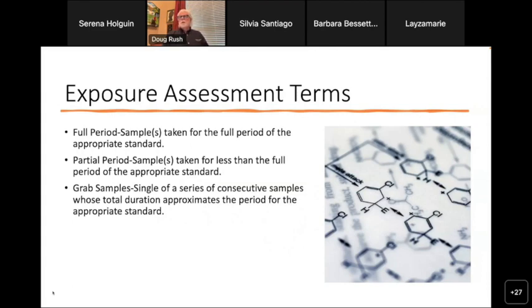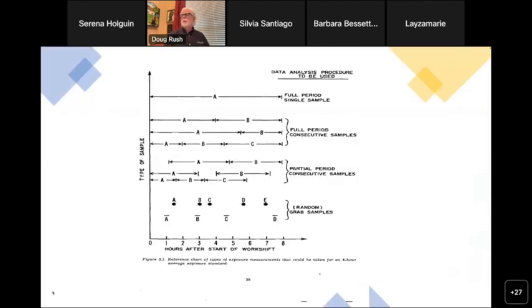Exposure assessment terms: full period, something like, I think it's 7 hours. Partial period samples, grab samples. The listing of samples that I showed you earlier, I have no idea what type of a sample was collected there. Was it a full period sample? Was it just over short periods? Where was it taken? I have no idea. These are all things that need to be documented with the work we're doing.